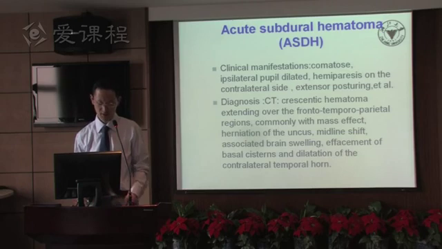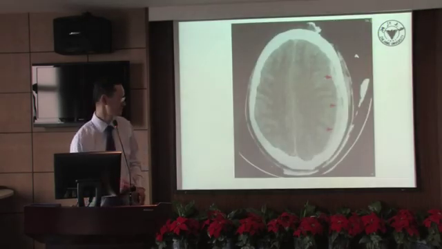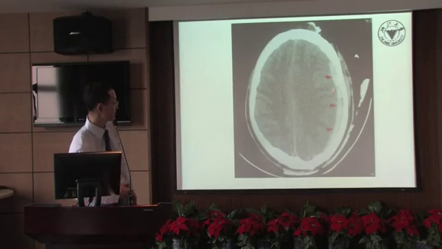However, most acute subdural hematomas are hyperdense, most subacute lesions are isodense or mixed density, and most chronic hematomas are hypodense as compared with brain tissue. Here we can see the ASDH.